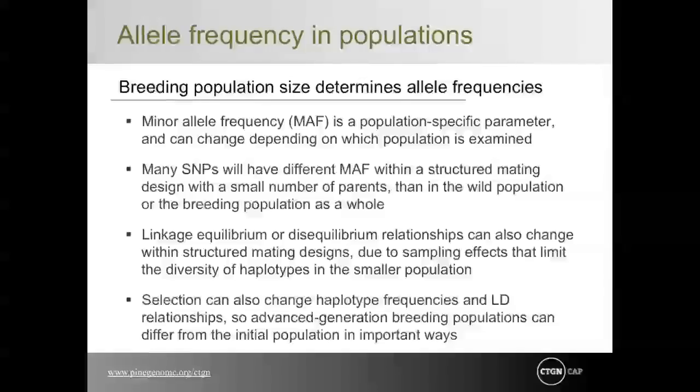Linkage disequilibrium between SNP marker loci available on commercial genotyping platforms and a trait locus can be very different in populations of progeny from breeding populations with very small effective population size than it is in the entire population of the species.